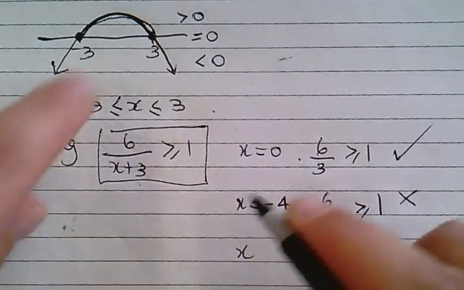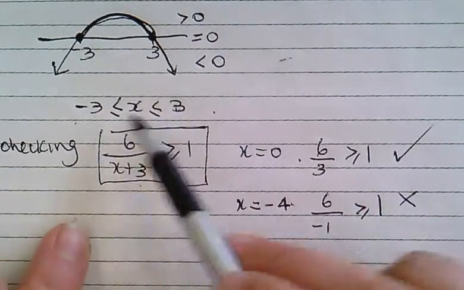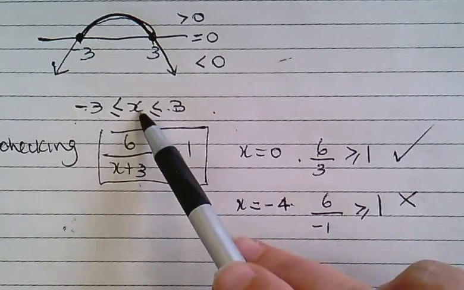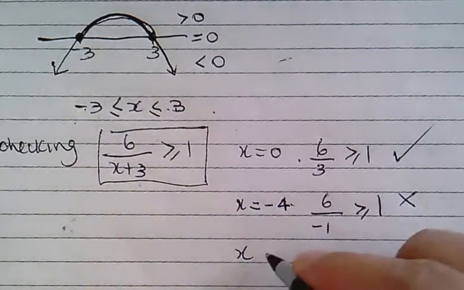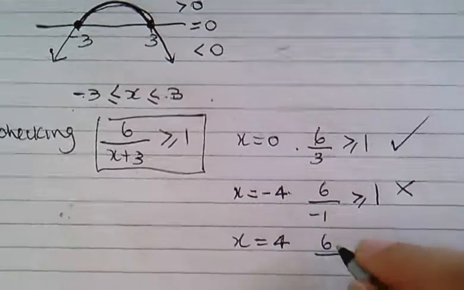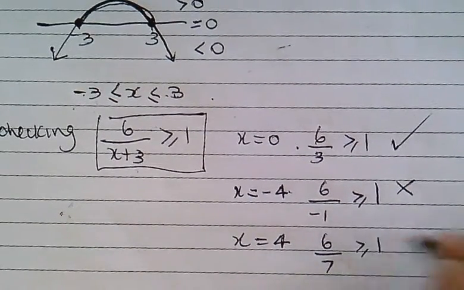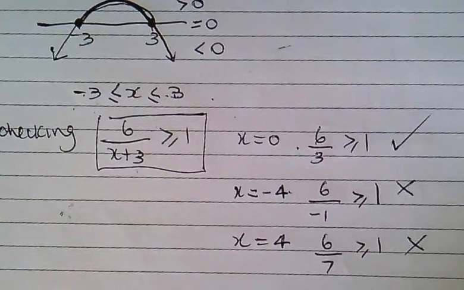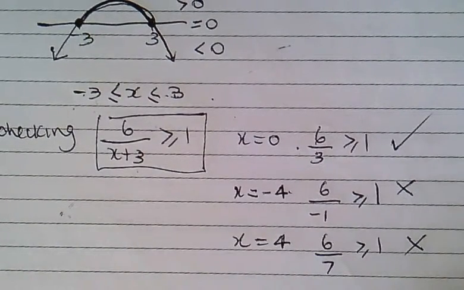And let's try something on the other side. Do you understand that x lies between negative 3 and 3? So something like x is 4 would not be an answer. 6 over 7. See how they don't work? All good?